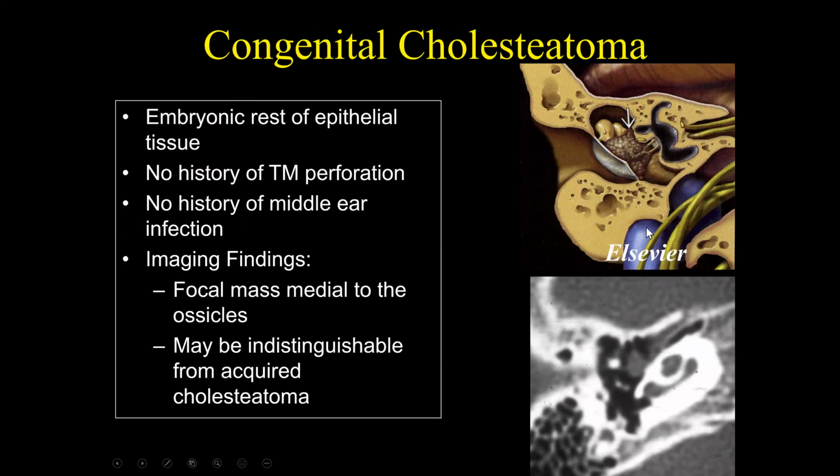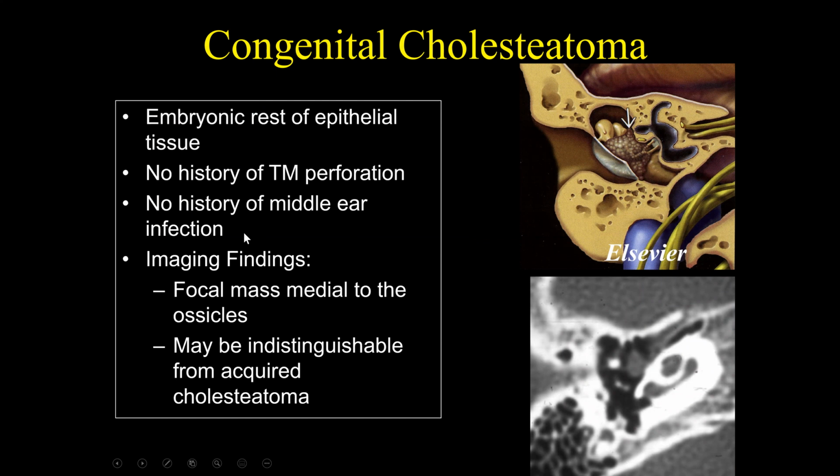Well, the next thing that can cause conductive hearing loss is a mass involving the middle ear cavity. And the most common masses that will involve the middle ear cavity are cholesteatomas. So there's two types of cholesteatomas. There's a congenital and an acquired cholesteatoma. A congenital cholesteatoma is an embryonic rest of epithelial tissue without a history of a tympanic perforation.